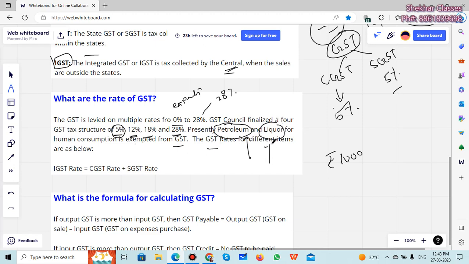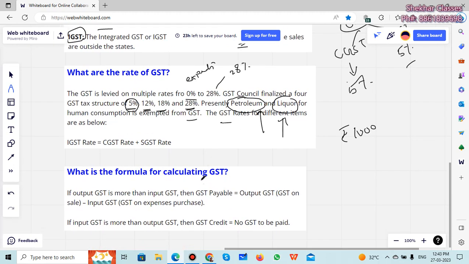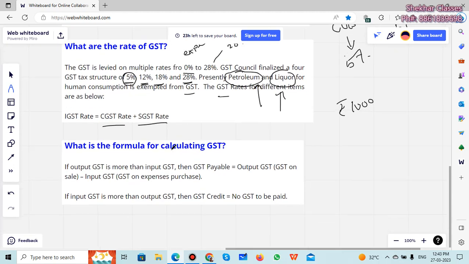Liquor is wine and all those. So they will collect the tax. The state government only collects the tax, and it's a very huge amount. If the state government just put it under this GST, then the prices of petroleum and liquor will go down, as a very little amount of tax will be there altogether. IGST is CGST plus SGST rate here.